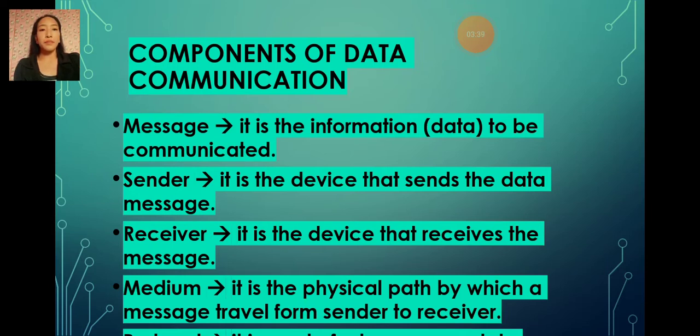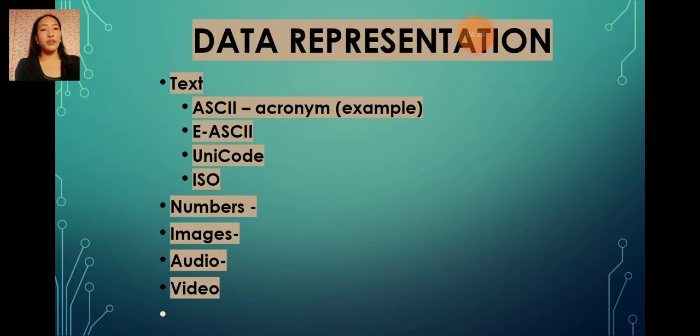Next is the medium. It is the physical path by which a message travels from sender to receiver. Medium, something that is in a middle position, the thing by which or through which something travels. Next is the receiver. It is the device that receives the message. Last but not the least is the protocol, a set of rules that determine how data is transmitted between different devices in the same network.